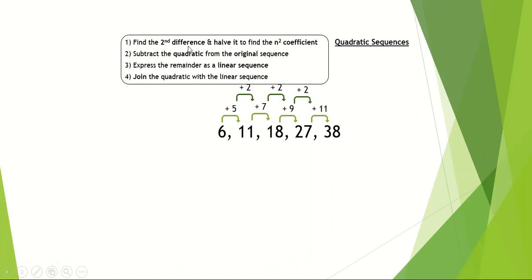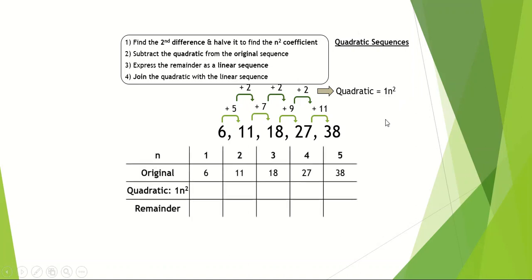Get half of the second difference to make it the coefficient of n squared. So 2 divided by 2 is 1. So you have 1n squared. To form the quadratic, it will give you 1, 4, 9, 16, and 25.